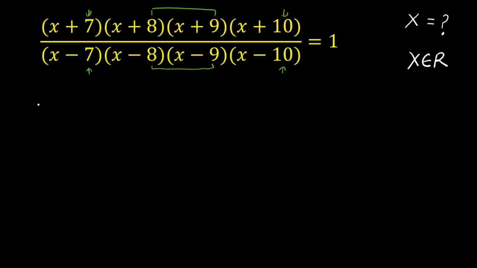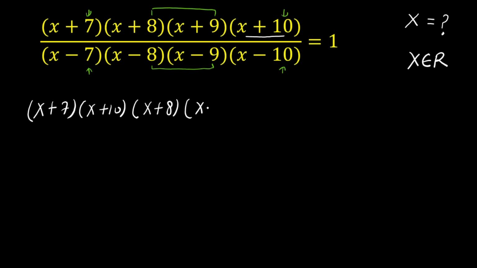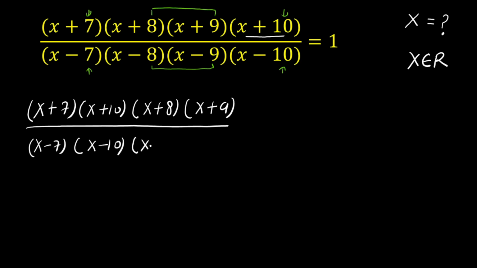So (x+7)(x+10)(x+8)(x+9) divided by (x-7)(x-10)(x-8)(x-9), and this is equal to 1. Now multiply these two terms, and here these two terms, similarly these two terms and these two terms.